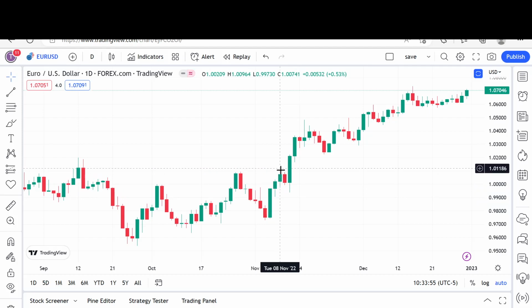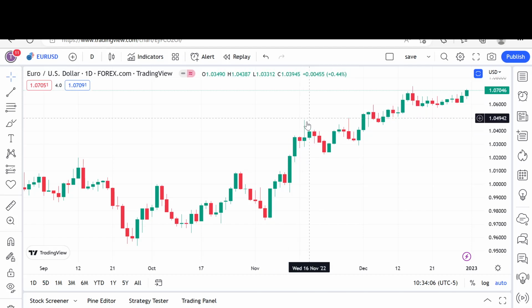Boom, takes it out. Boom, takes it out. Swing high put in, sit on the sidelines. Boom, takes out the high. You're back to your daily bias being bullish. Swing high put in, sit on the sidelines. Boom, takes out the high. You're back to daily bias being bullish, and then you had a little move up.